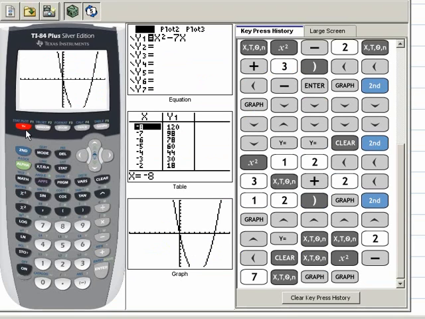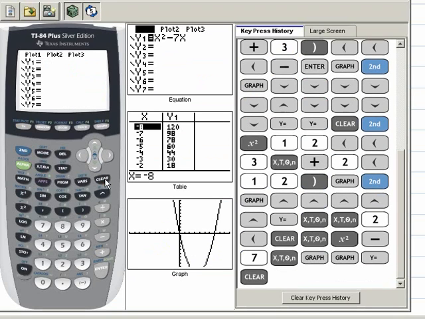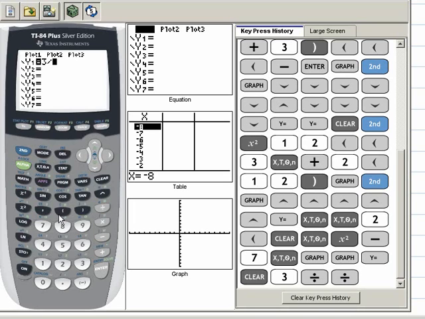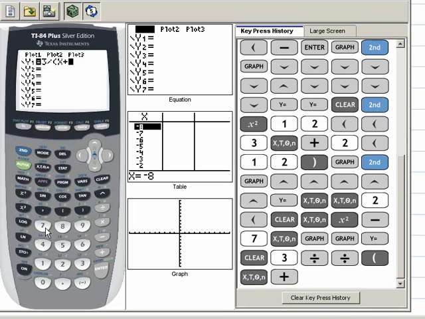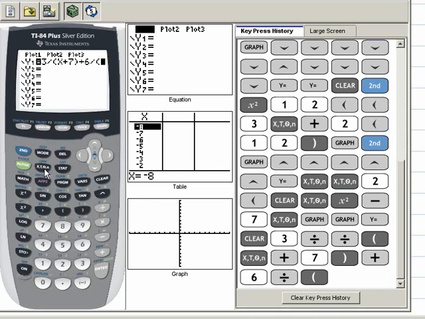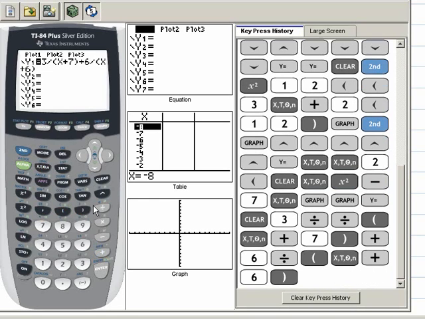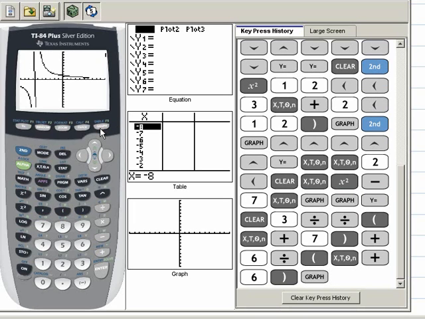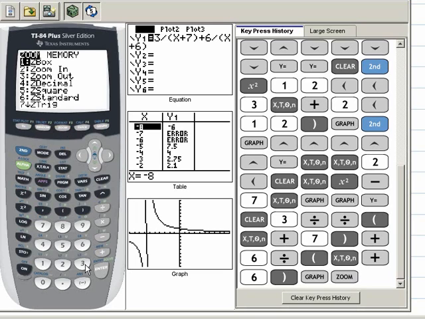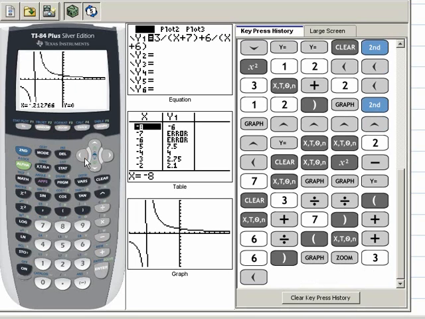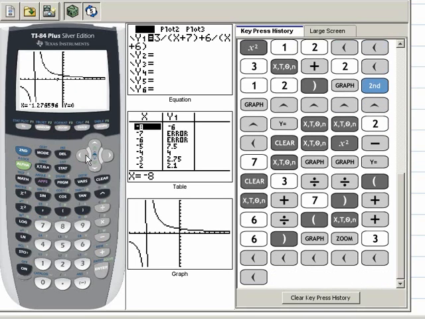All right, so if we go in here and we graph this, we've got 3 divided by x plus 7, plus 6 divided by x plus 6. And if we graph this, let me zoom out over here a little bit, see what this looks like.